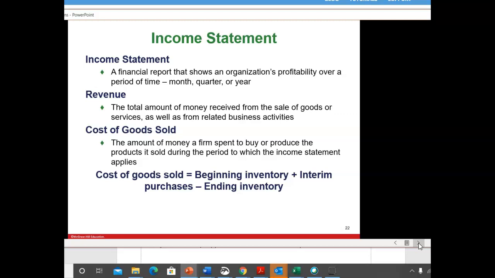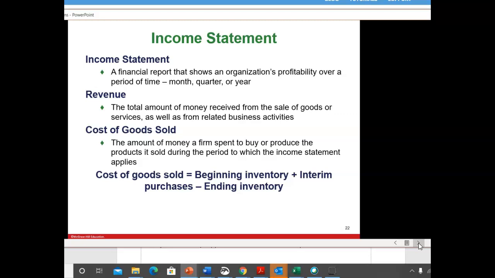Now let's talk about the income statement. The income statement is a very important component to a business. It pretty much answers the question of what is the bottom line? What information do I need to communicate? It's a financial report that shows an organization's profitability over a period of time. It can also be called a P&L statement, a profit and loss statement, or even an operating statement. There are things on this statement that are not in other places, or that flow to other reports.